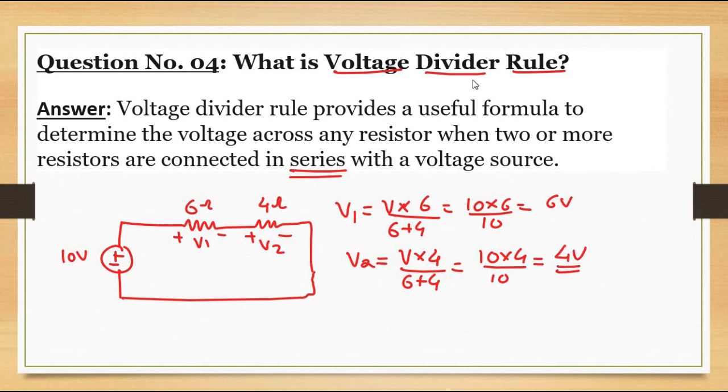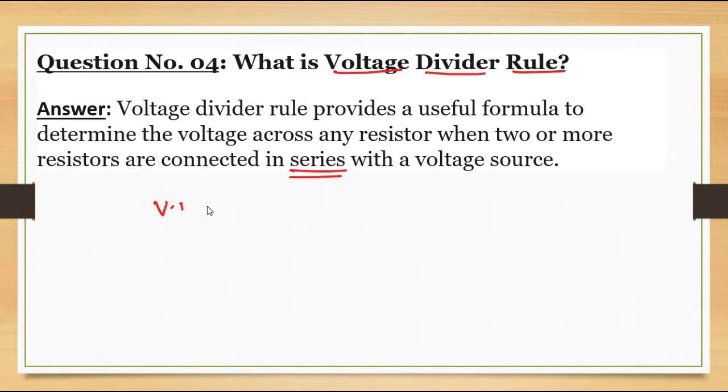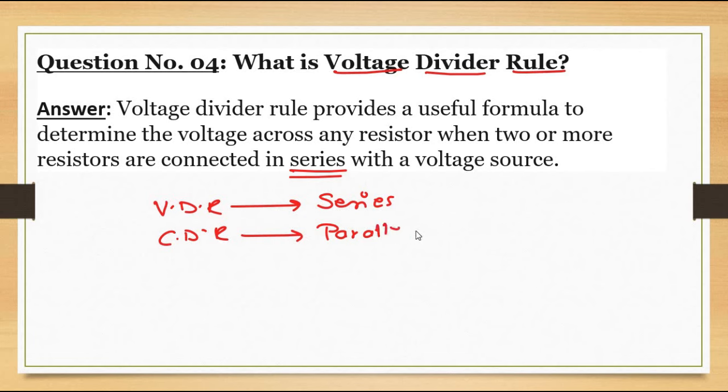So with this voltage divider rule, you can easily find the voltage across the elements which are connected in series. You can see that voltage divider rule is used to find out voltage across the elements which are connected in series, and current divider rule is used to find out the current through the elements which are connected in parallel. So hope you have understood both these rules. Let us move on towards our next question.